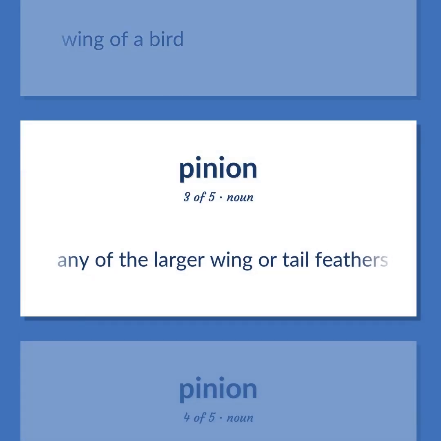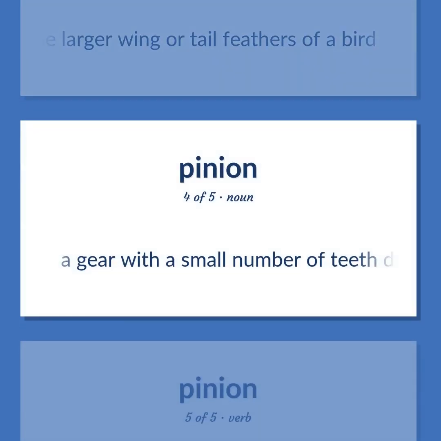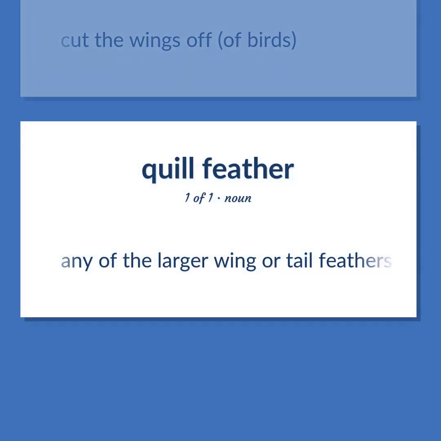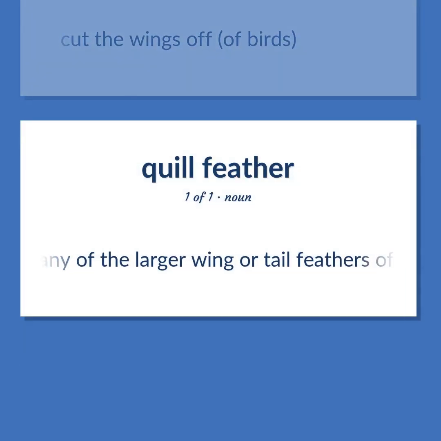Any of the larger wing or tail feathers of a bird. A gear with a small number of teeth designed to mesh with a larger wheel or rack. Cut the wings off of birds. Any of the larger wing or tail feathers of a bird.